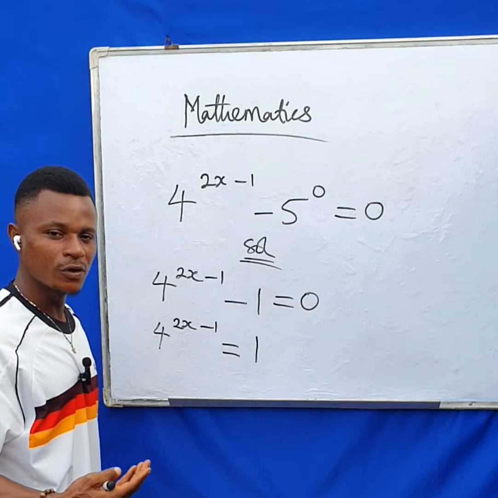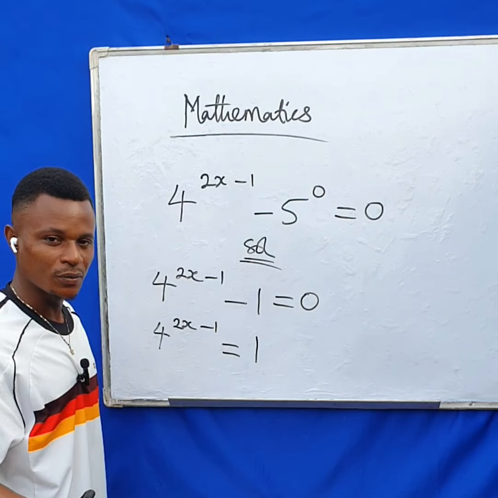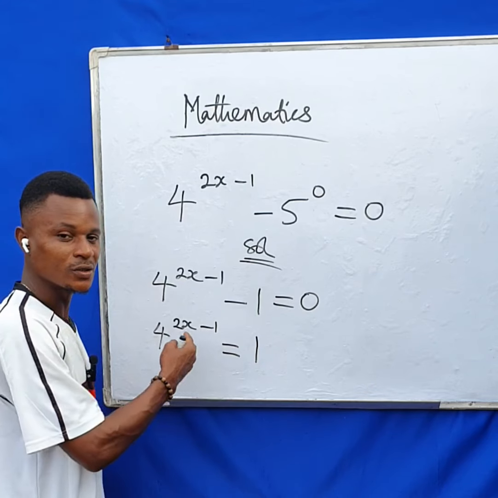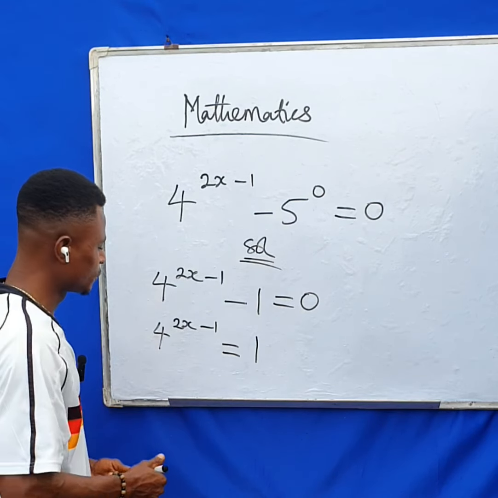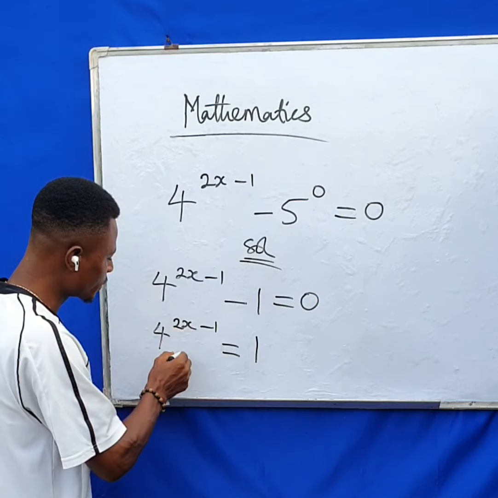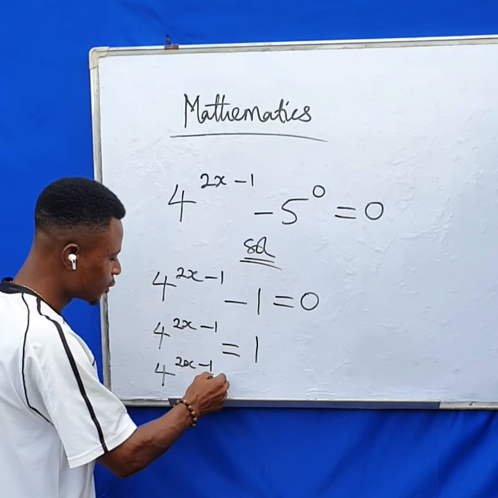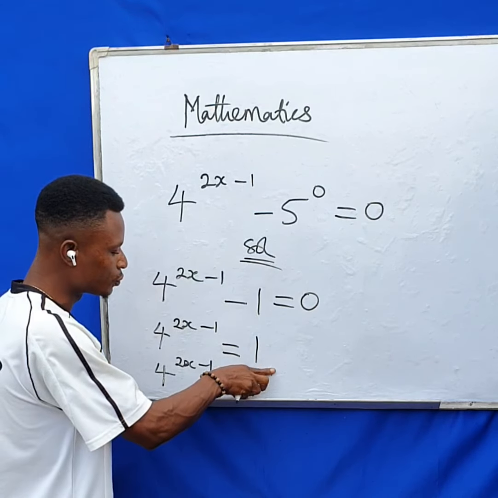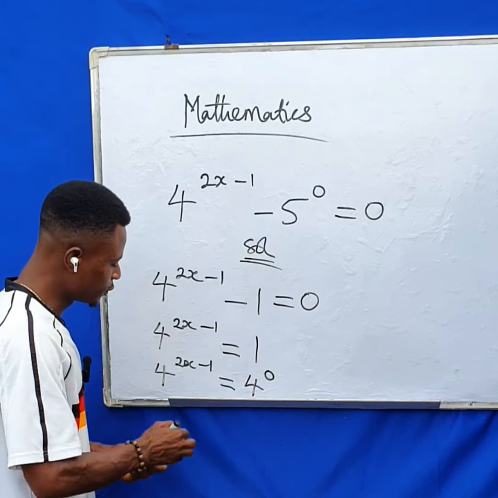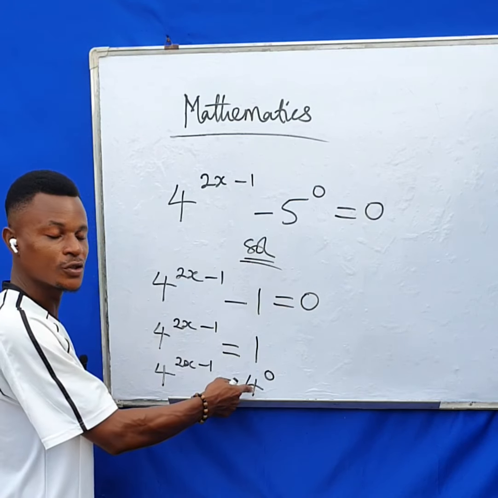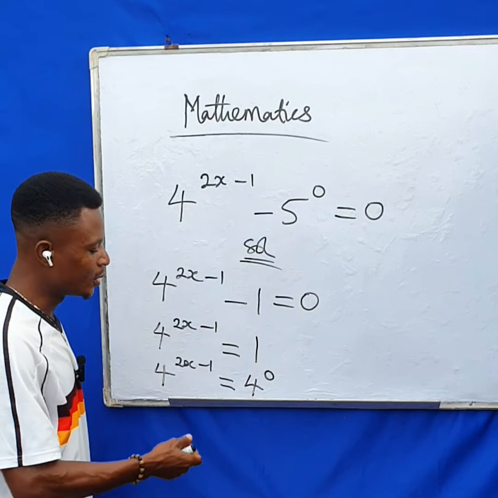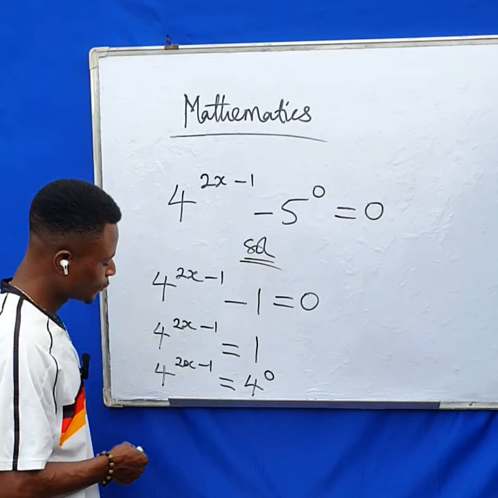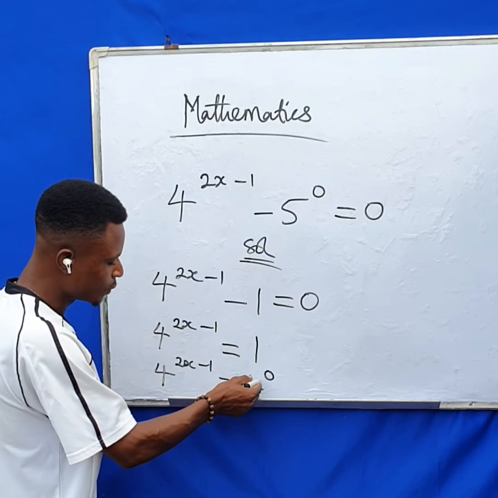And you may be wondering, why am I using 4 raised to the power of 0? Why not another number? The reason is that we already have 4 as the base here. That's why we are using 4, so that the bases will be the same. So we are going to have 4 raised to the power of 2x minus 1 equal to, in place of this, we write 4 raised to the power of 0. Our aim is to make sure that the bases are the same. If you use another number here, it will not work because the bases are not going to be the same. So that's why we are using 4 here, raised to the power of 0, so that the two bases will be the same. Now that the bases are the same, we can cancel them.